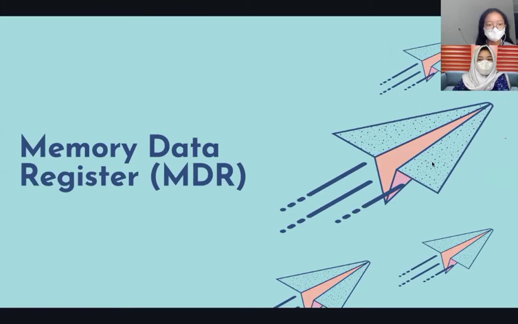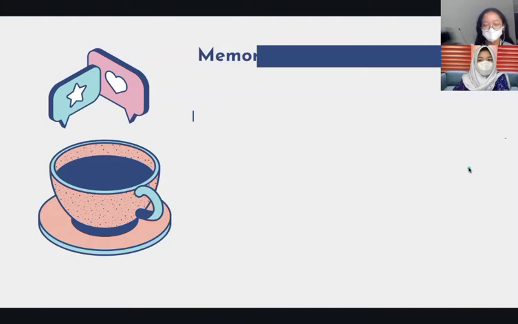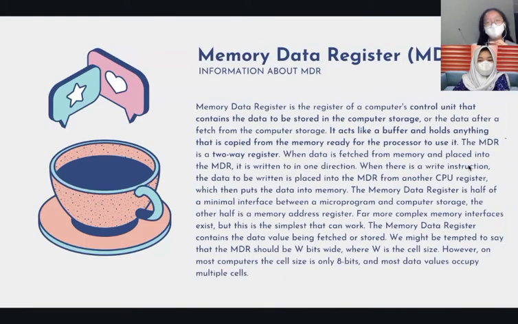So I'm going to explain about memory data register or MDR. Next, please. So what is memory data register? Memory data register is a register of a computer's control unit that contains the data to be stored in computer storage, or the data after a fetch from the computer storage. It acts like a buffer and holds anything that is copied from memory ready for the processor to use. MDR is a two-way register. When data is fetched from memory and placed into the MDR, it is in one direction.